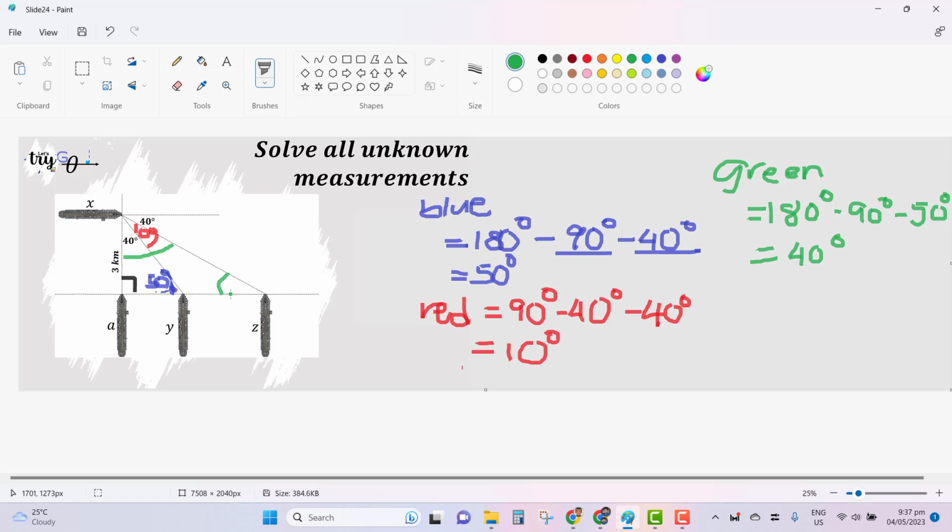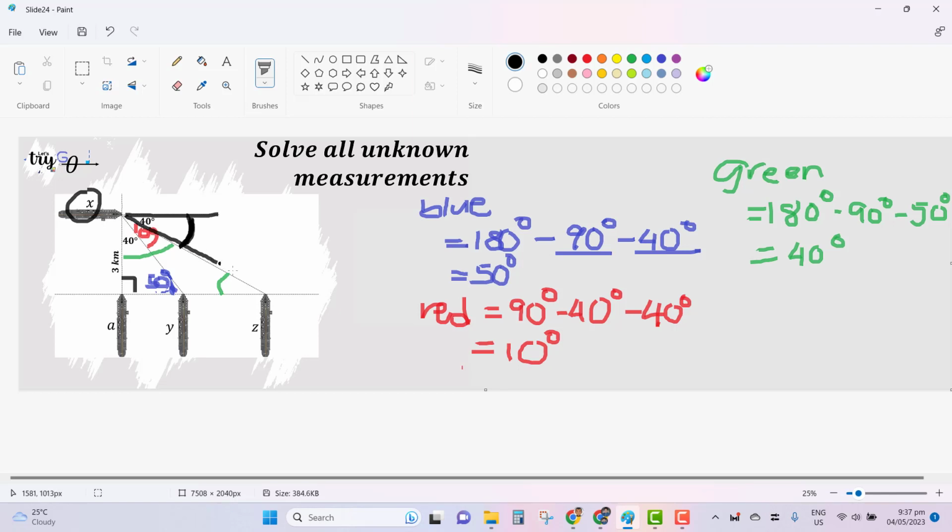In connection to the angles, with regards to ship X, let us go back to the black colored label. With regards to ship X, there are two distinct angles of depression. This is your first angle of depression.